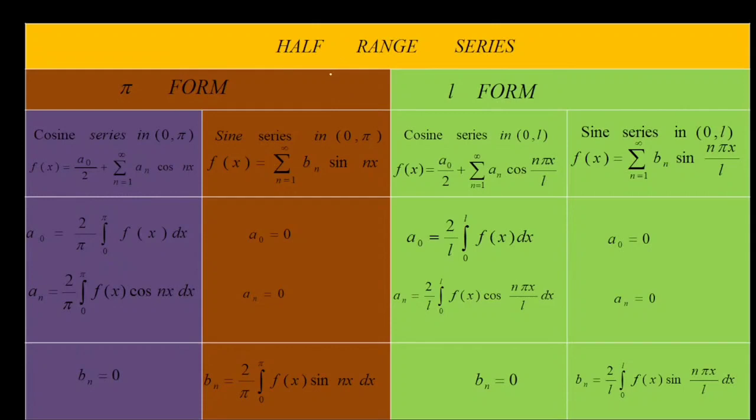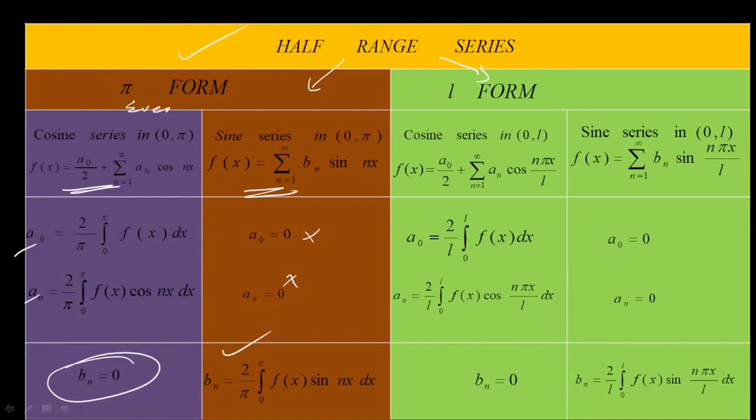So in half range series, as I told already, we have two categories, under pi form and also L form, but we have to deal only with pi form. So in pi form, if it is a cosine series, it consists of only a naught and an, and the value of bn becomes 0. If it is a sine series, a naught and an become 0, and we have only bn alone. So f of x seems to be like this. Look at here, these formulas coincide with the formulas under even and odd.